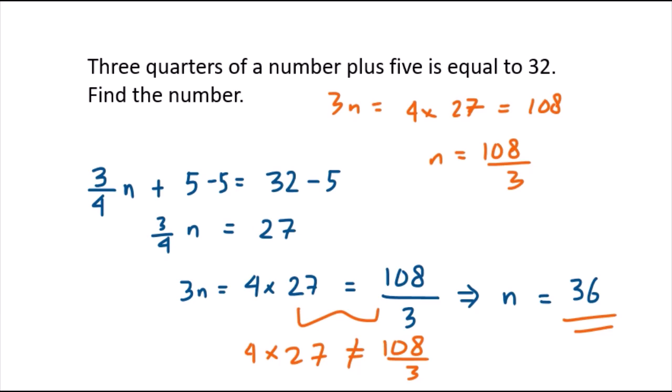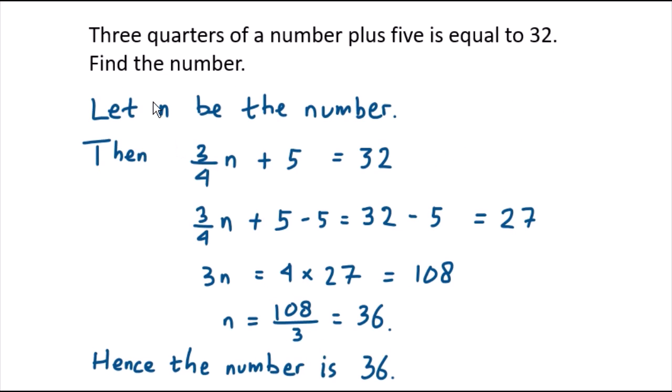A better way of writing would be something like this. So let's explain what is n. Let n be the number, so everyone knows that you're referring n to the number that is being asked. So then you proceed simplifying the equation so it's easier to calculate. Then 3n equals 108, then n is equal to 108 over 3 equals 36. So this is a better way of writing.